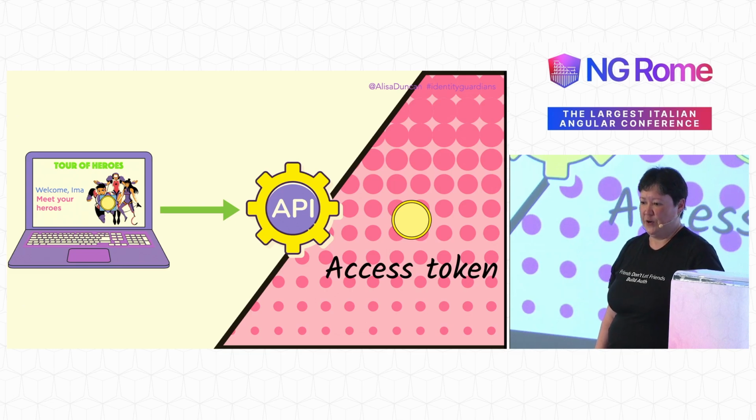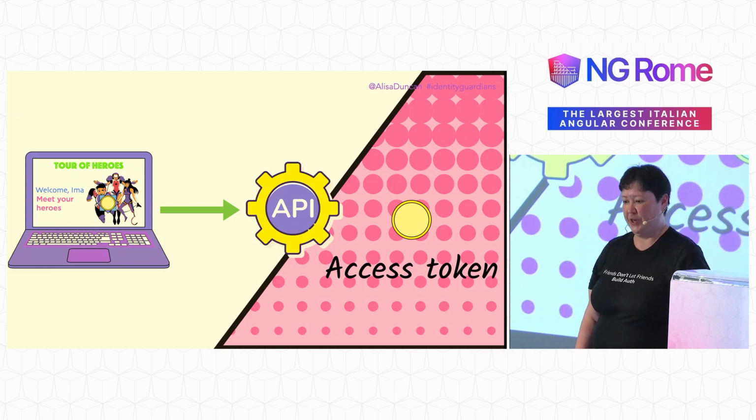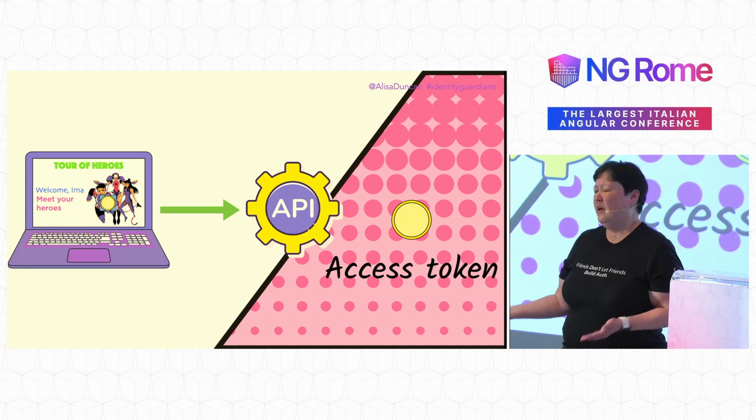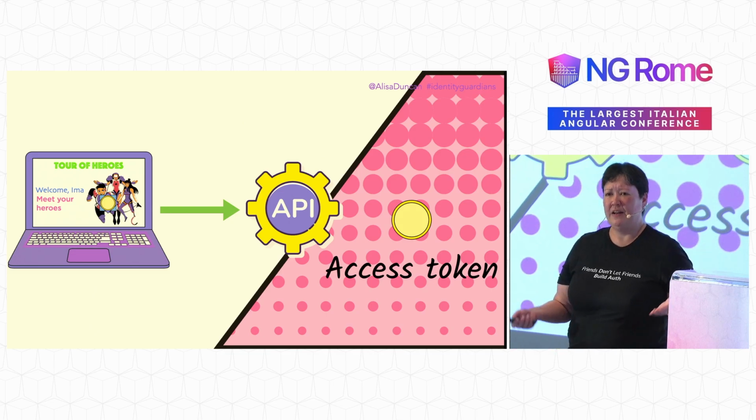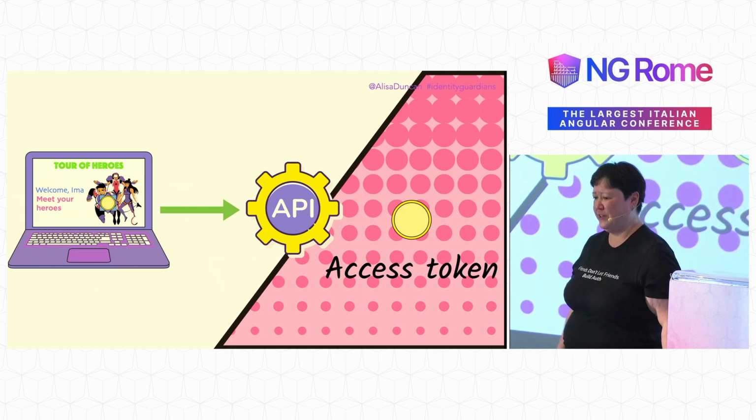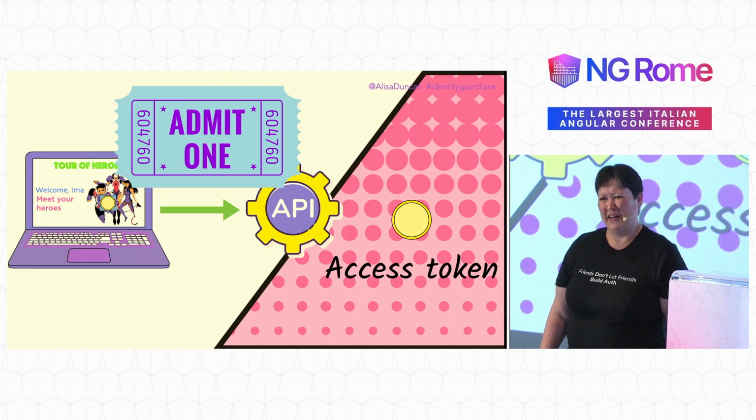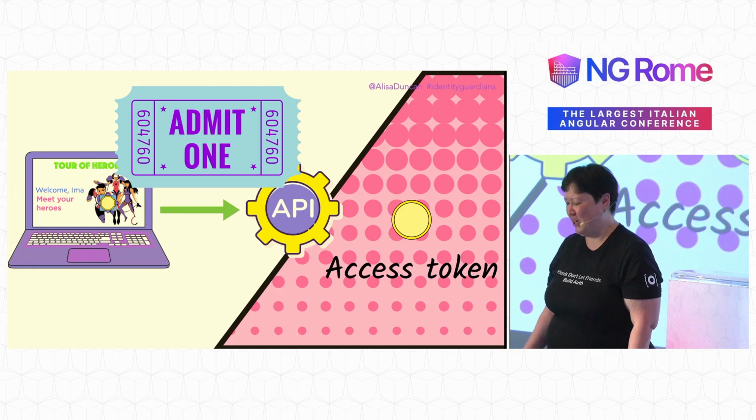Next, we have the access token. The access token is from the OAuth layer, and it's for authorization. And it's primarily something we send to the API to get data and to perform actions. So it's kind of like a ticket that we can exchange to get more information.